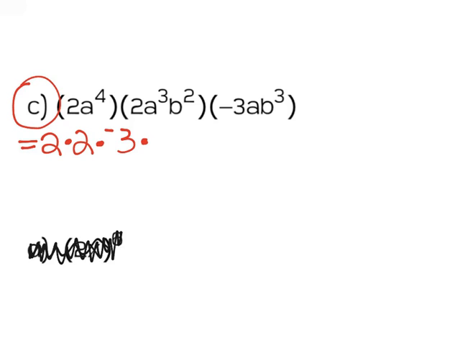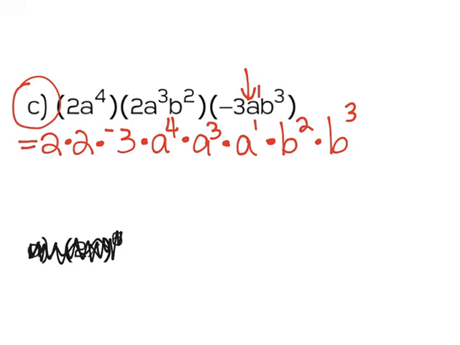Next, we're going to follow by our variables. So first comes a in the alphabet, so that's the one we'll list first. We have a to the 4th. We have another a to the 3rd, and a third a here, and that's to the 1st. Now we can go back and list our b's. We have b squared and b cubed.